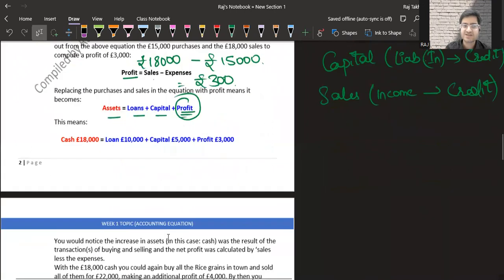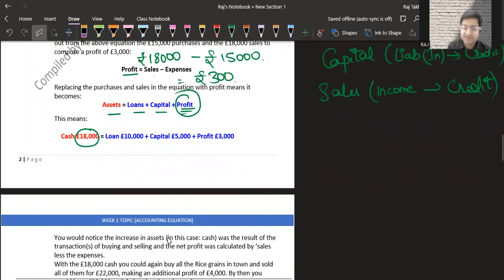This means that there's cash in my business which stands at 18,000 pounds. And against that cash, I have borrowed 10,000 pounds worth of bank loan initially. Then Mr. A also invested 5,000 pounds, and now he has earned a 3,000 profit on the produce that he has sold into the market.